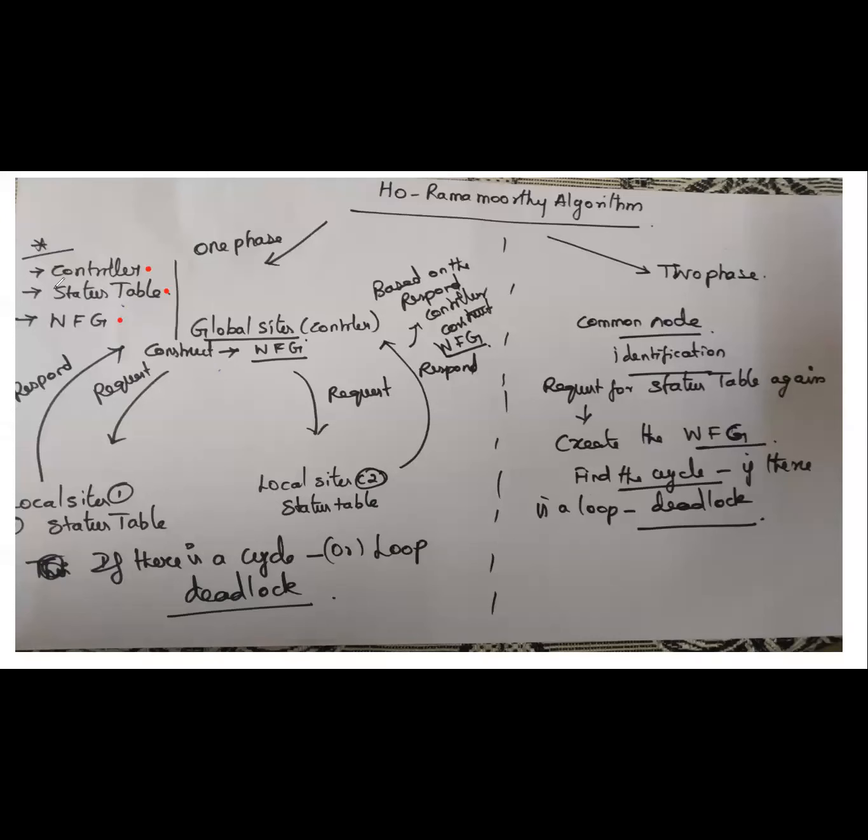The second one is the status table. Each and every site is going to have a status table. So what is the status table? I will give you an example in a few minutes, and you will understand that. So what exactly is happening?